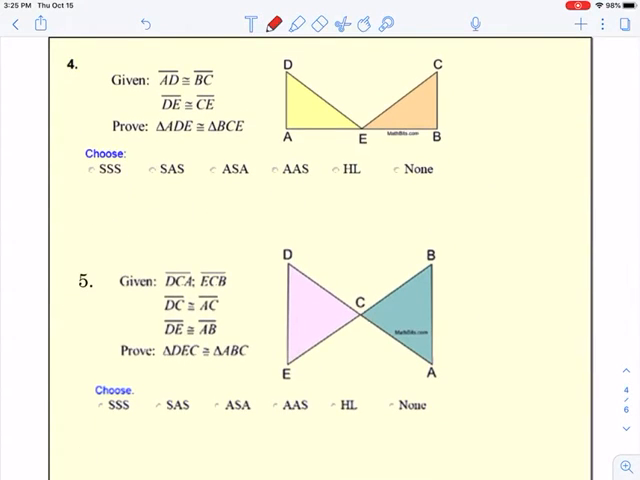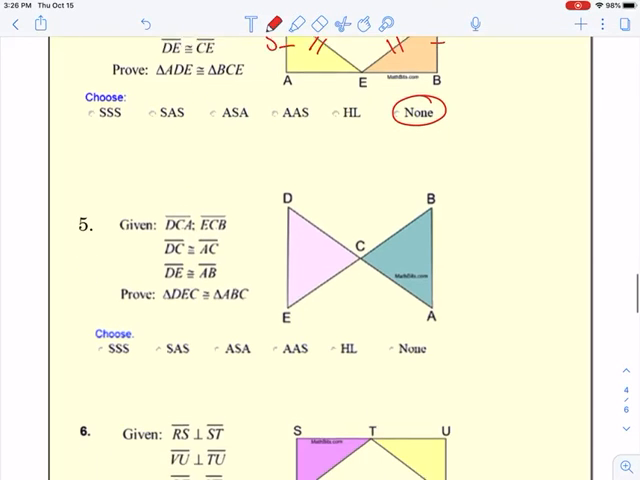For 4, I have AD is congruent to BC, and then I have DE is congruent to CE, and I want to prove that the 2 triangles are congruent. Hey, do not assume anything. Do not assume that this is a right angle here. You were not told that. You don't have any vertical angles here. There's nothing else in this picture that you have. So the only thing that you have is 2 sides, and 2 sides is not enough to prove the triangles congruent. So the answer is none.